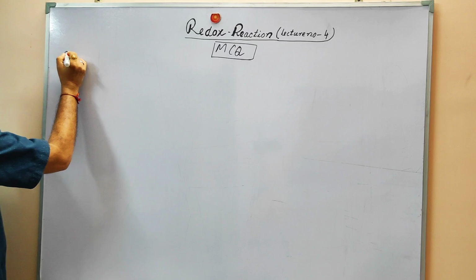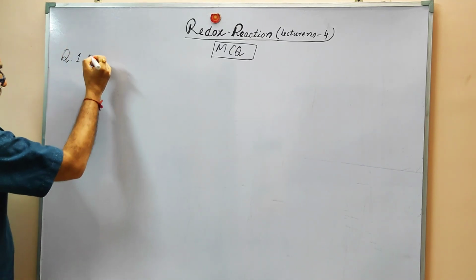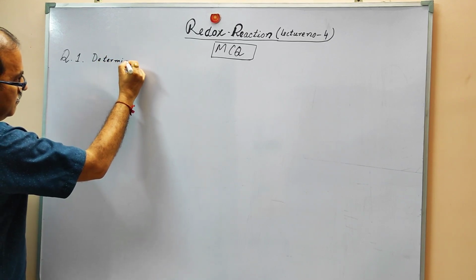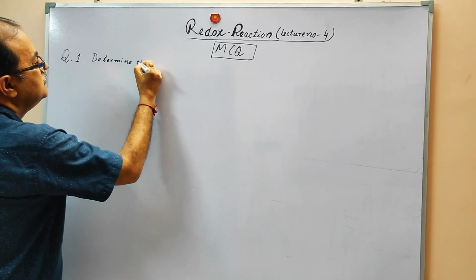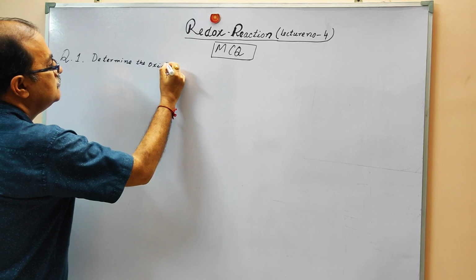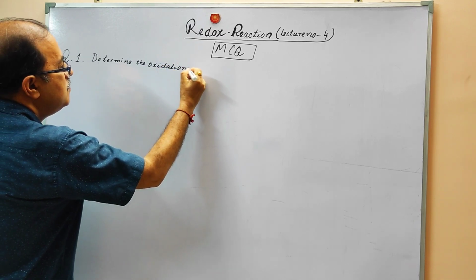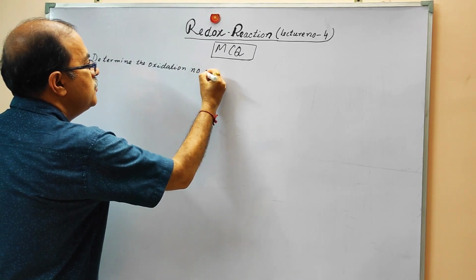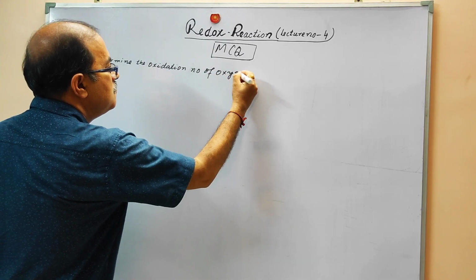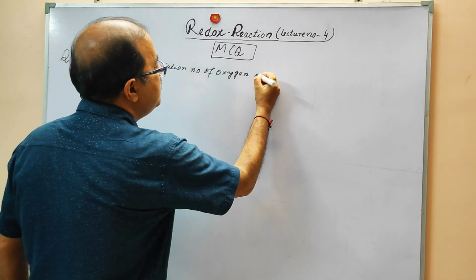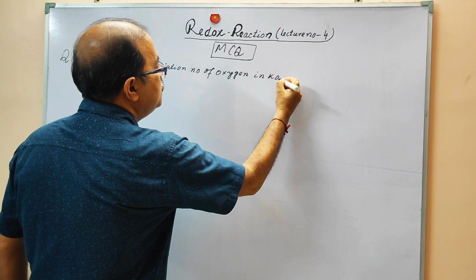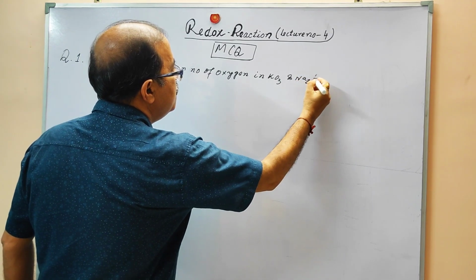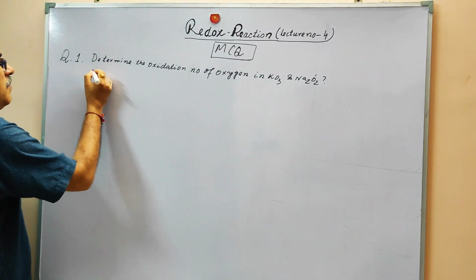This is the first question that we are going to discuss. Question number 1: determine the oxidation number of oxygen in KO3 and Na2O2, sodium peroxide.